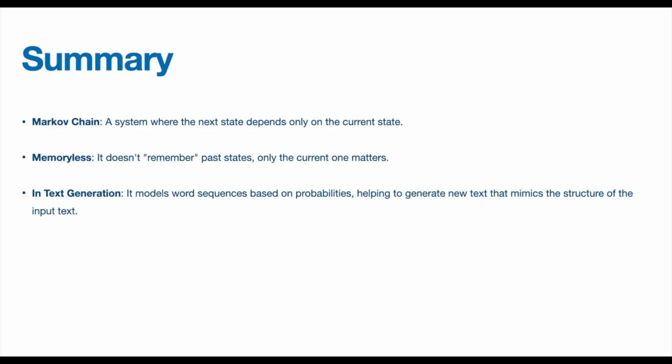Just to summarize, a system where the next state depends only on the current state is a Markov chain. It is memoryless because it doesn't remember past states, only the current state matters. For text generation, which is what we are using it for here, it models word sequences based on probabilities, helping to generate new text that mimics the structure of the input text.